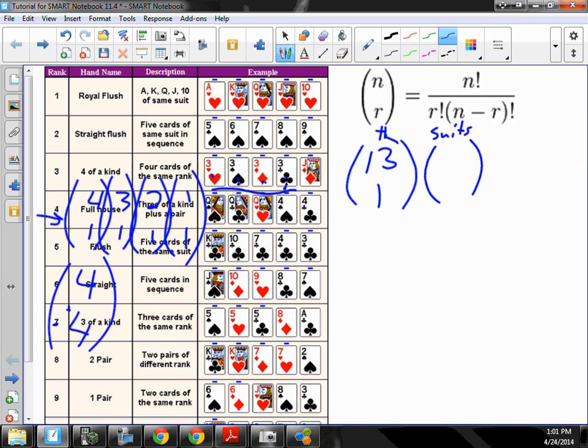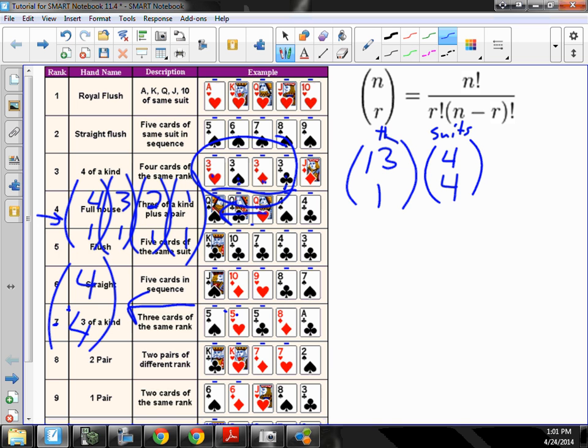So the suits would be 4 choose 4. But this is going to come up again. We have to decide a lot. Does changing the order change the hand? If the answer is yes, then we multiply them the long way. If the answer is no, then we multiply them the short way. Okay, so that takes care of these 4 cards.